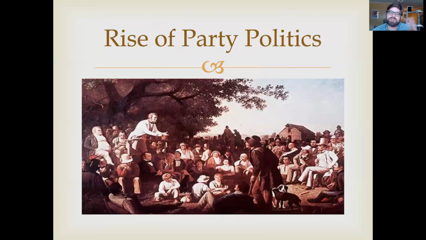But it's not just that there's dirty politics. The important thing is actually that Jackson creates new party politics. So Jackson creates a new party. Up to this point, we'd had Adams as a Federalist, and every other president had been a Republican. And the Federalist Party kind of withered away and died after the War of 1812 and the Hartford Convention.